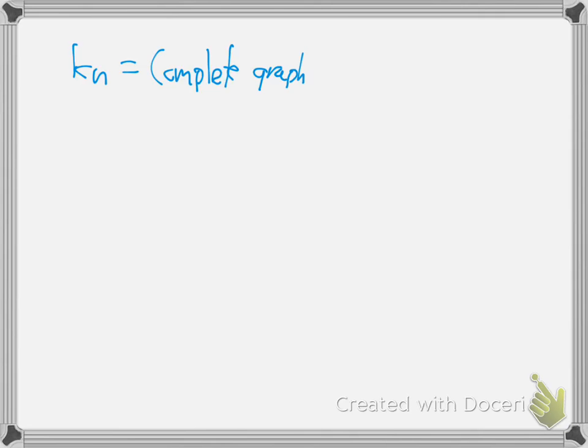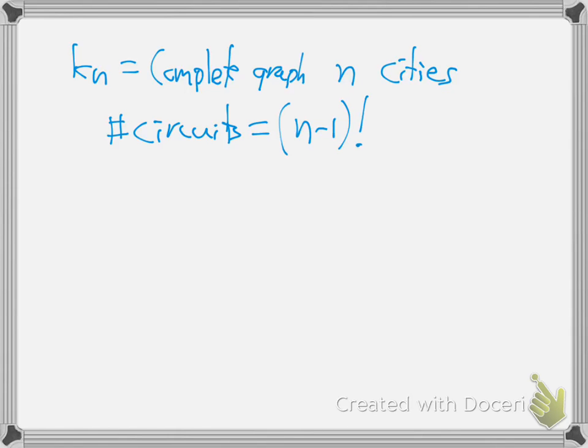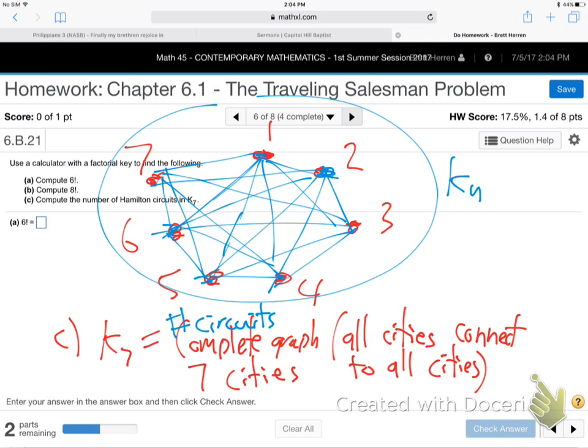Every city hits every city, within cities or points, right? The number of circuits is n minus 1 factorial. That's why we're studying factorial. Let me just leave it like that for now. So there's your formula. Kn equals n minus 1 factorial circuits. So if you have a complete graph where every city goes to every city, then you have n minus 1 factorial circuits.